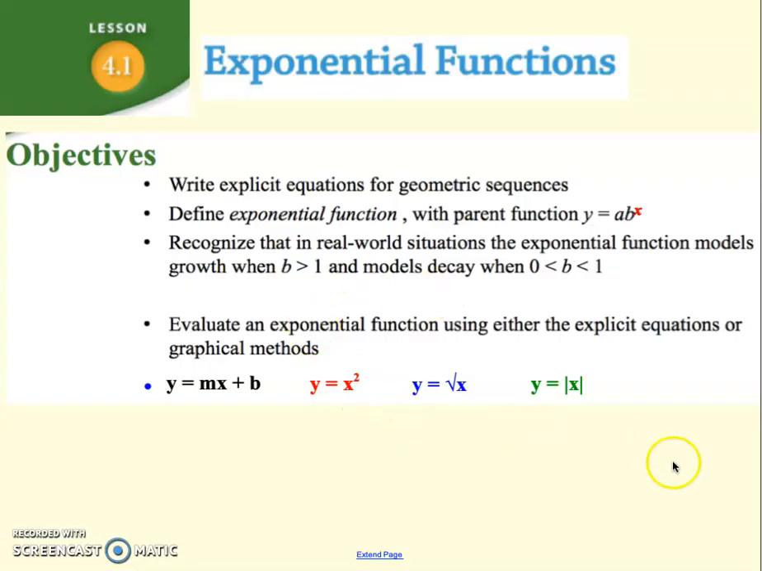The first thing we're going to do is get into the graphs. We'll talk about how they're generated and what some of the unique characteristics are, then we'll do some evaluating, and that'll be basically most of the notes for 4.1.